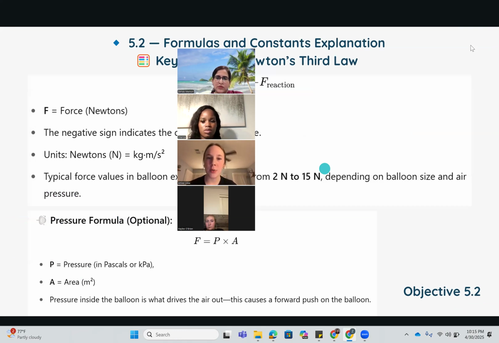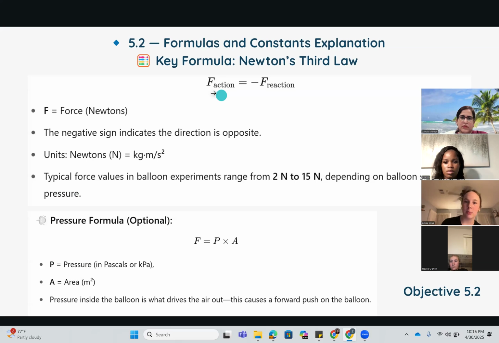All right, and then 5.2 is going to be formulas and constants explanation. The key formula is force action equals negative force reaction. F is force in newtons. The negative sign indicates the direction is opposite. Units are newtons, or kilograms times meters per second squared. The typical force values in balloon experiments range from 2 newtons to 15 newtons, depending on the balloon size and air pressure.